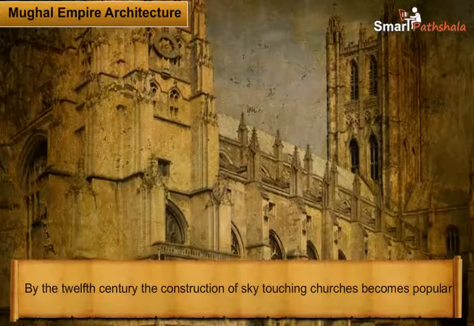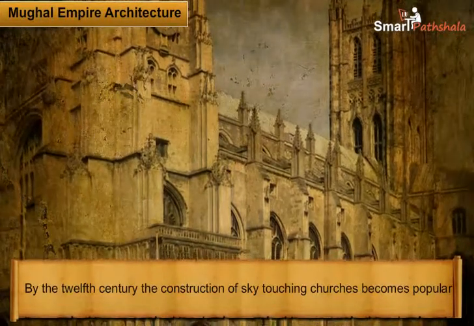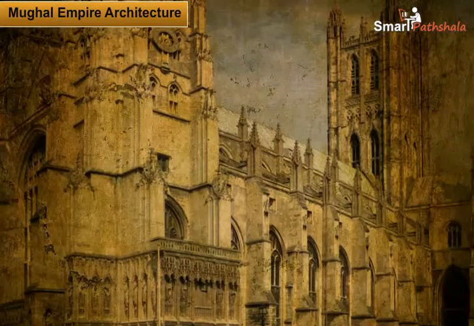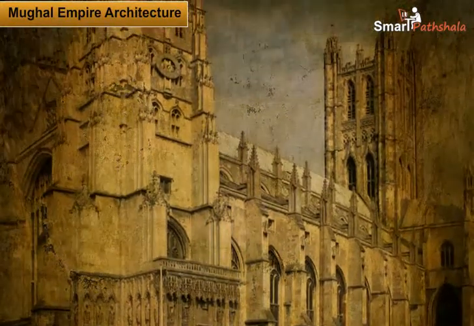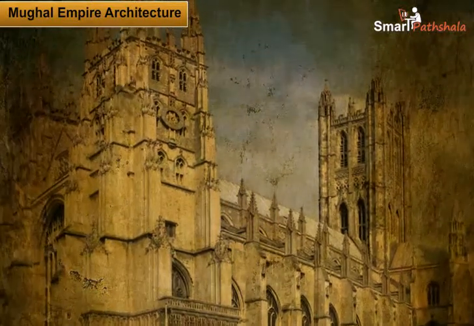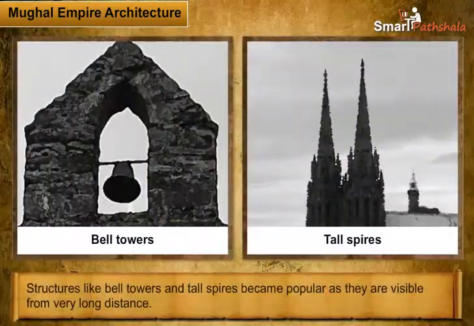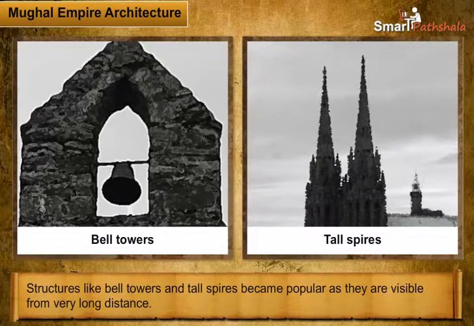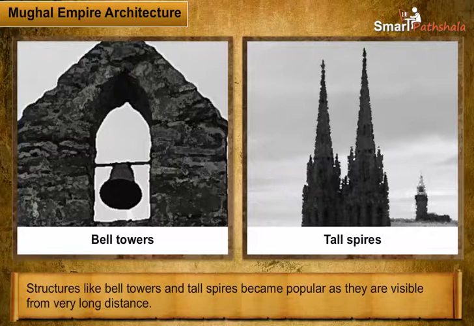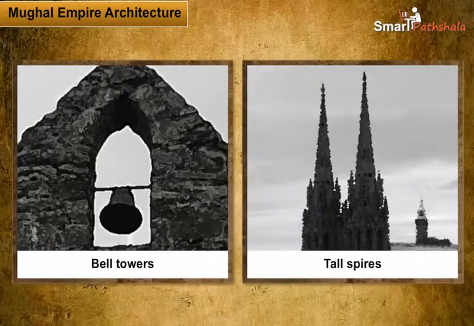By the 12th century, the construction of sky-touching churches became popular. The French rulers considered that the height of a church shows their supremacy, which is directly proportional to the height of the church. Also, structures like bell towers and tall spires became popular as they are visible from very long distances.